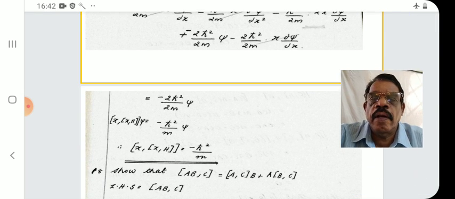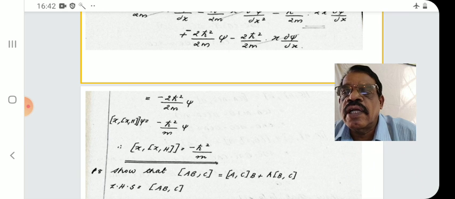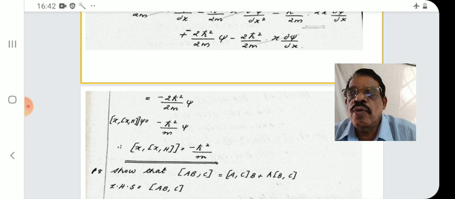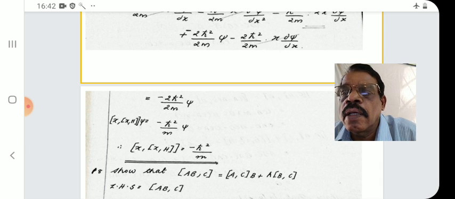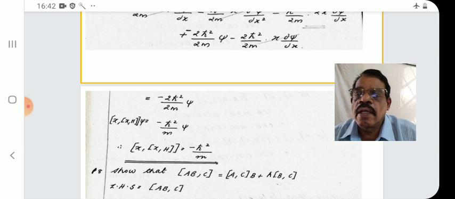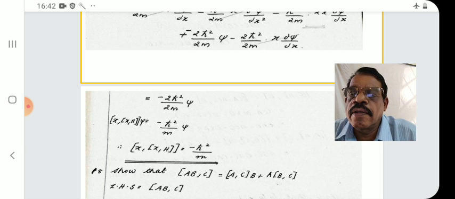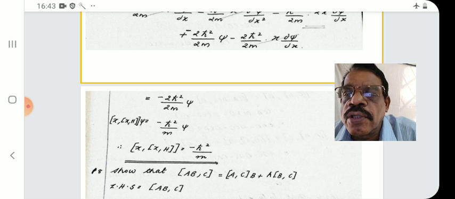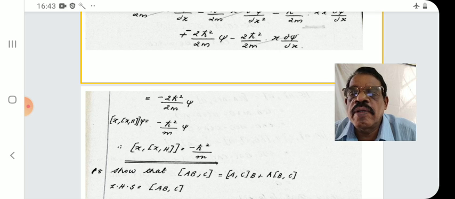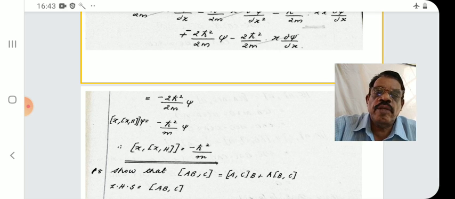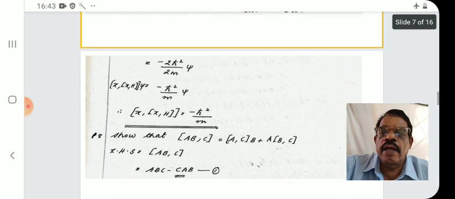So LHS becomes equal to RHS, that is minus 2ħ²/2m ψ. These two cancel. So we get LHS [x, [x, H]] ψ is equal to minus ħ²/m ψ. This is an eigenvalue equation. Capital Psi is small psi. So comparing with it, we get the operator [x, [x, H]] is equal to minus ħ²/m. That's the proof. All steps are written. You read carefully and study.